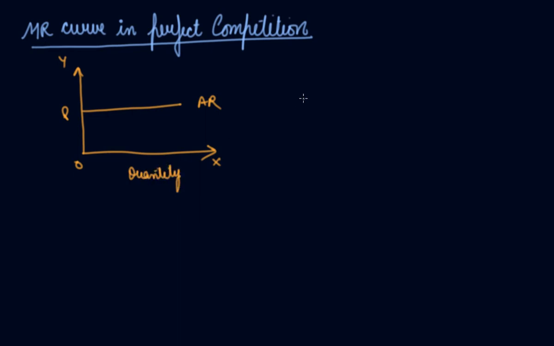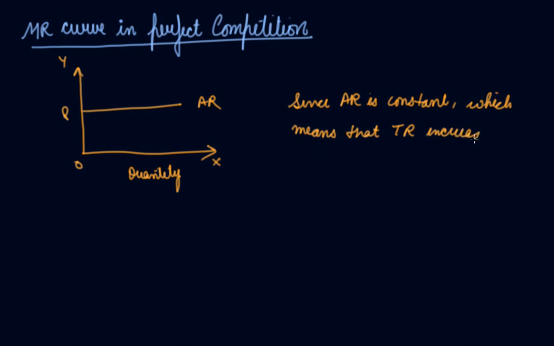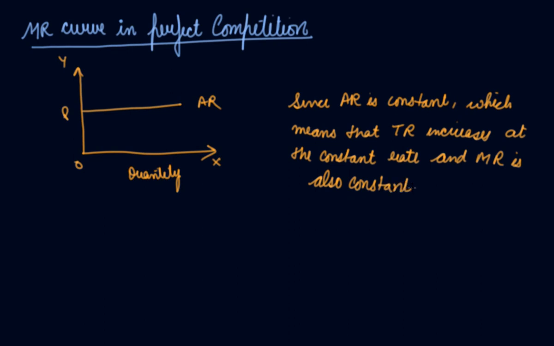In perfect competition, since AR is constant, which means that your total revenue increases at a constant rate, and if your TR is increasing at a constant rate, what is your MR? It is the difference between the consecutive TRs, right? So your MR is also constant. So your AR is equal to MR. So this is your AR and MR curve in perfect competition.